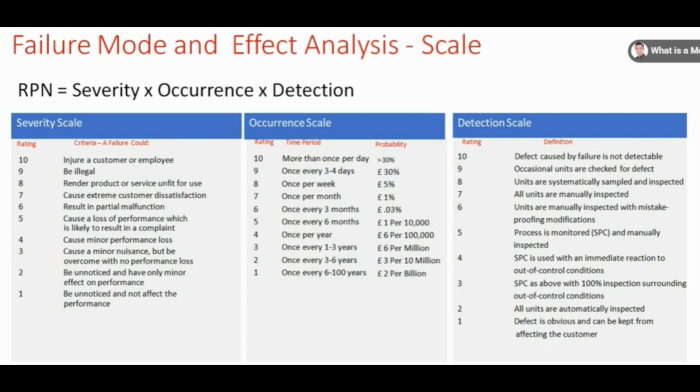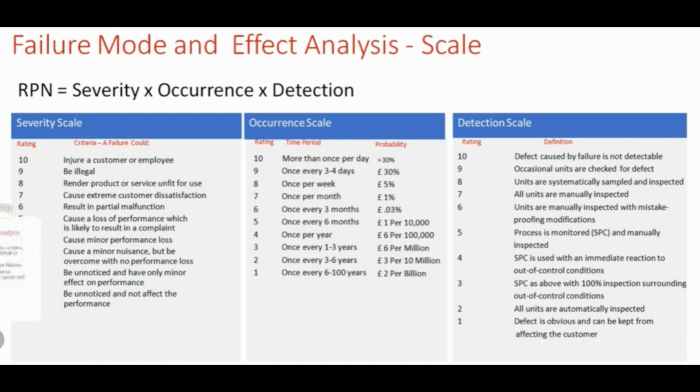Next is the detection scale. So the detection scale is opposite to the occurrence and severity scales. The more the detection, the lesser the score. A detection rating of 10 is given when the defect caused by the failure is not detectable, and a detection rating of 1 is given when the defect is obvious and can be kept from affecting the customer.